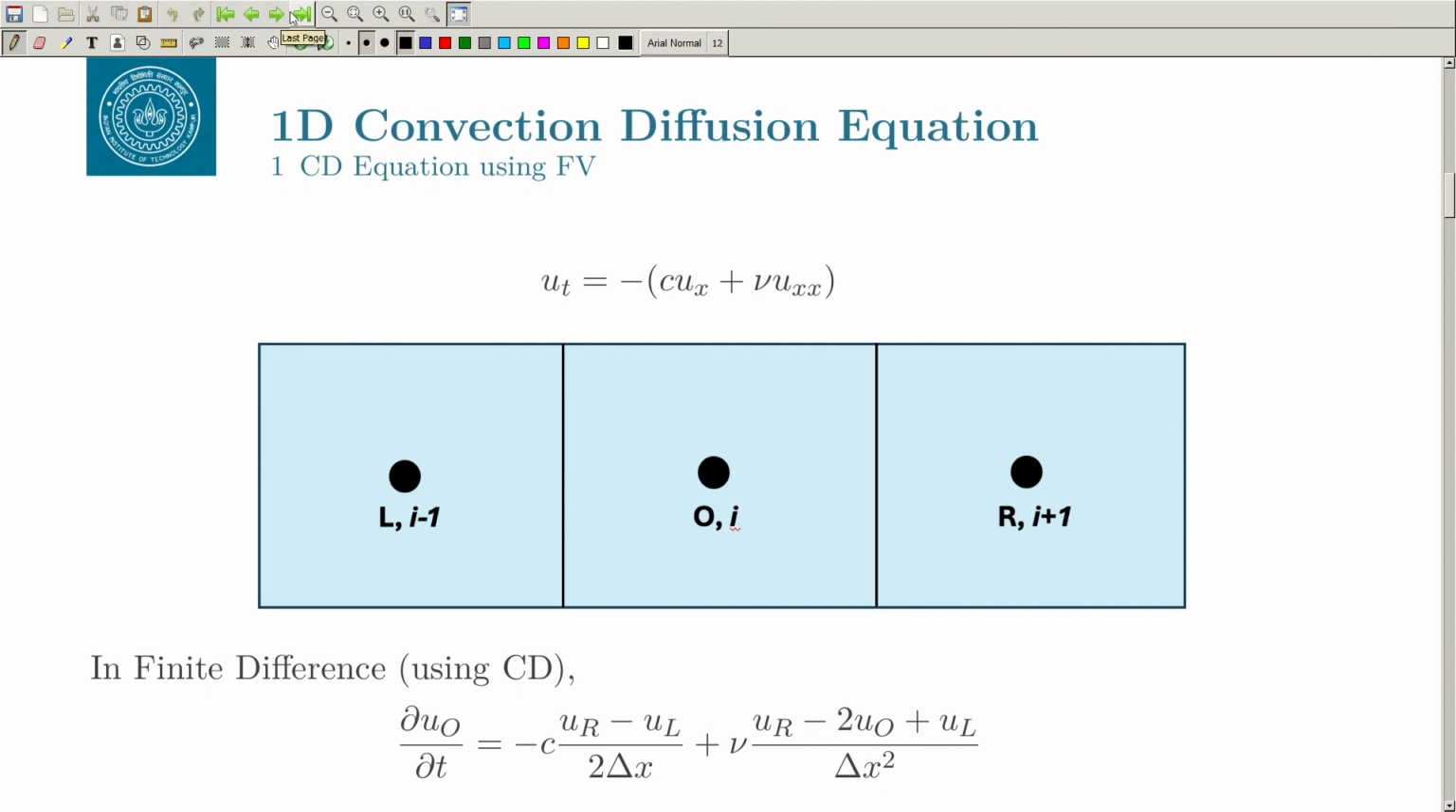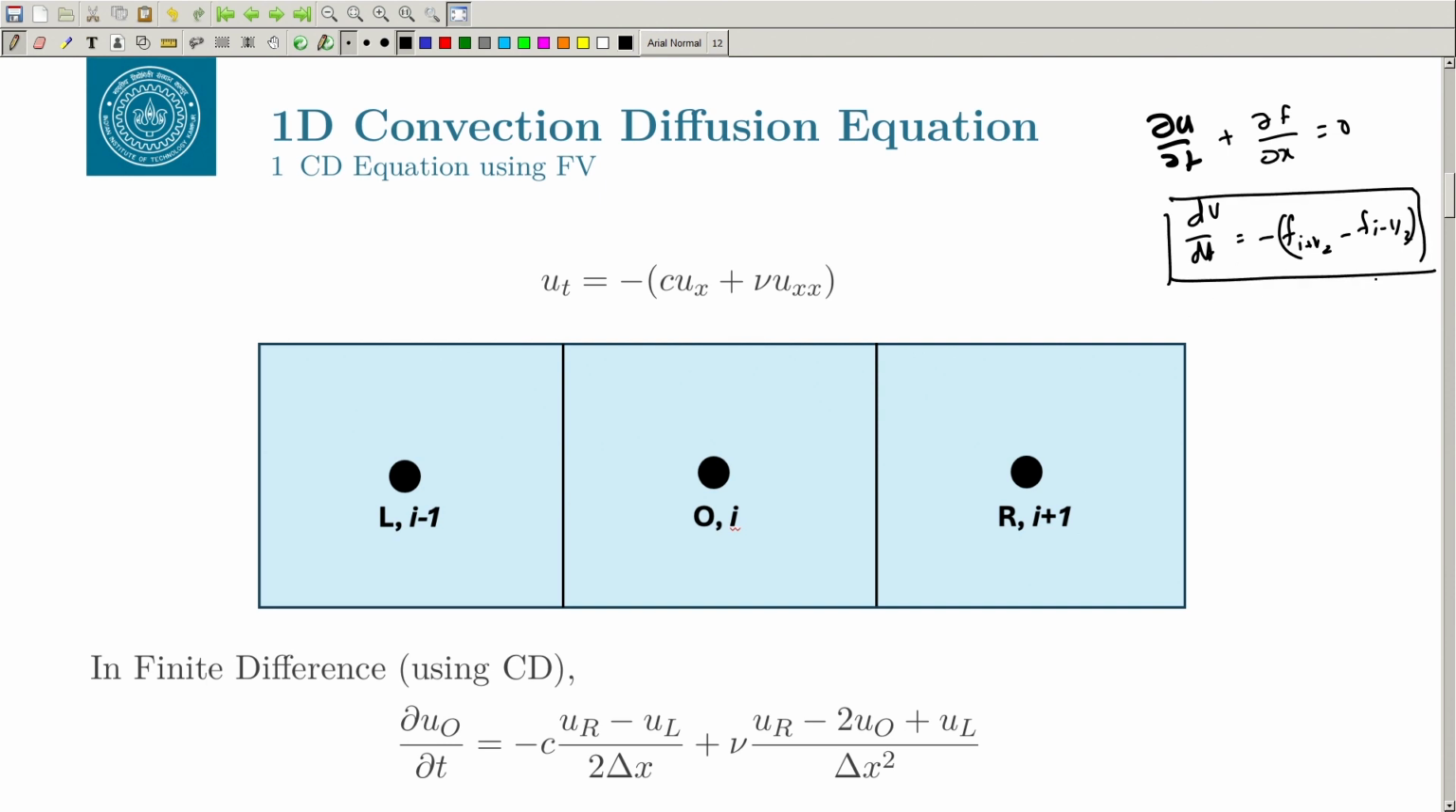So, what happens is, if you have an expression du by dt plus df by dx equal to 0, this becomes du by dt is equal to minus f at I plus half minus f at I minus half, divided by delta x. This is nothing but your residual. So, once you calculate the residual, you can employ your own favorite time marching scheme here and solve the problem.